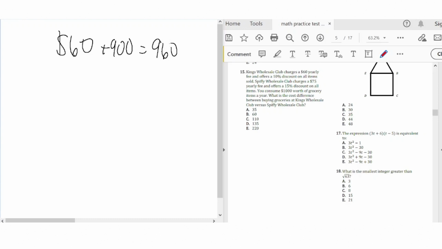Now, looking at Spiffy Wholesale Club, you have a $75 yearly fee. But they have a 15% discount. 15% of 1,000 is 150. 1,000 minus 150 is 850. 75 plus 850 is 925. The cost difference, again subtracting here, is 960 minus 925, which is going to be 35. A.